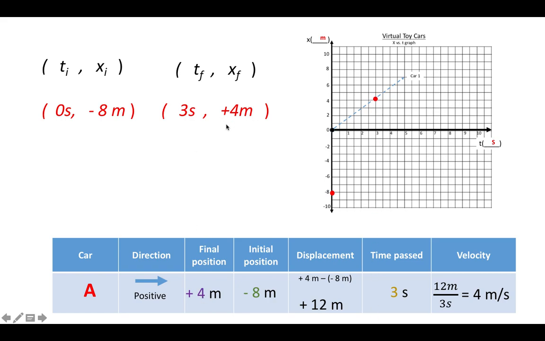3 seconds, 4 meters. Then to show the trend between these two, we just are going to add a line. So it's a line with a positive slope. The slope of that line happens to be 4 meters per second. So the red line shows the velocity of car A as car A moves from -8 meters to +4 meters in 3 seconds.